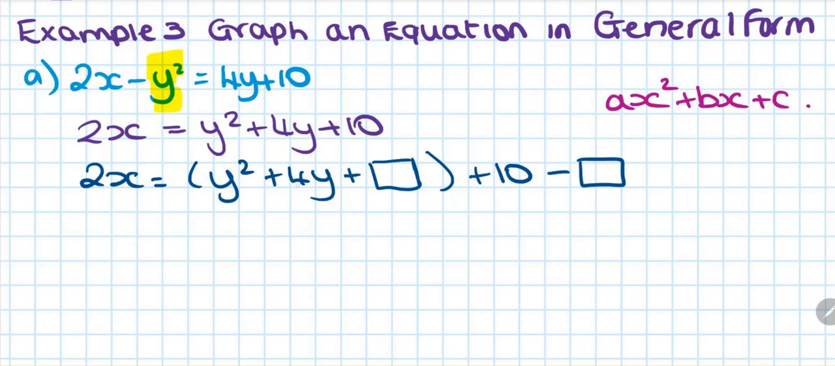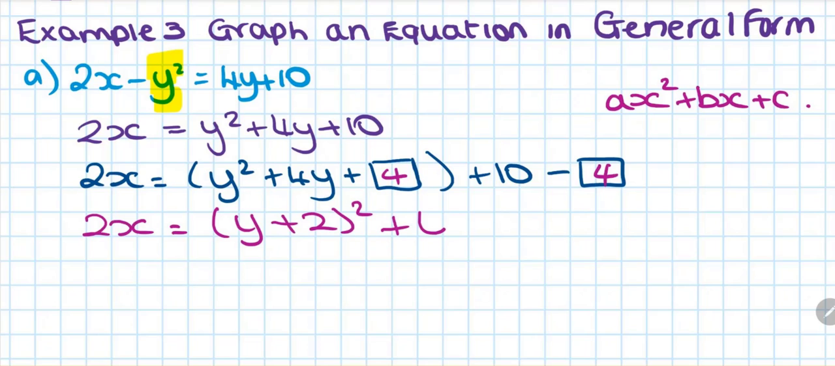So 4 divided by 2 squared, that's going to be 4. So we're going to add 4, so I'm going to minus 4. Just work this out. So we have y squared plus 4y plus 4, and I can write this as y plus 2 squared. And then I have 10 minus 4, so this is going to be plus 6.